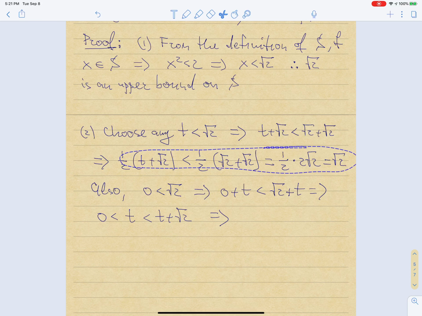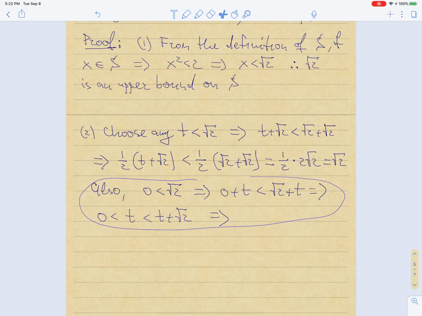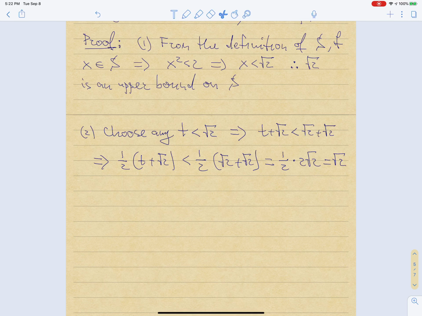Actually, let me see if I'm doing what I want to do. No, you know what? Let me change this last computation to be the following. So now go back to t less than square root of 2, right? We chose t according to this inequality. So let me do this.